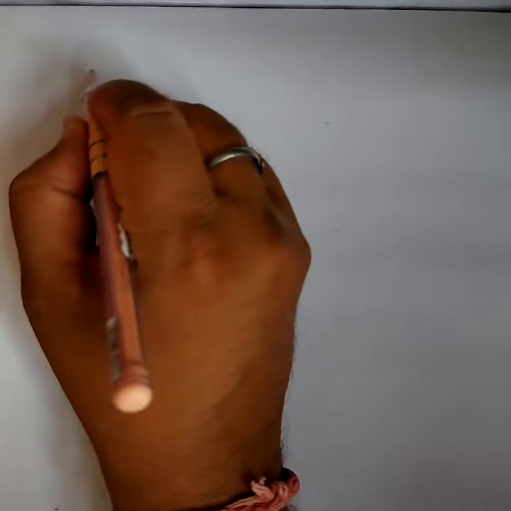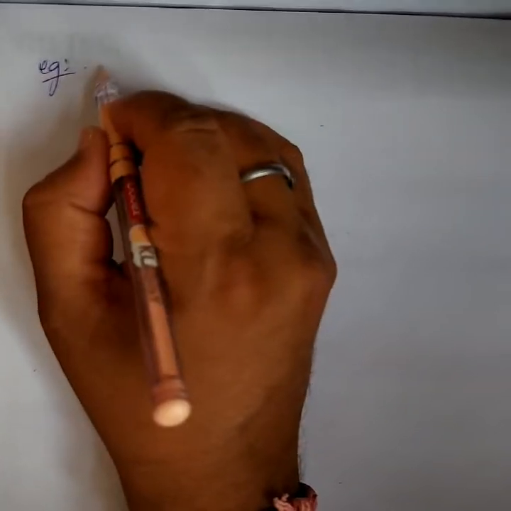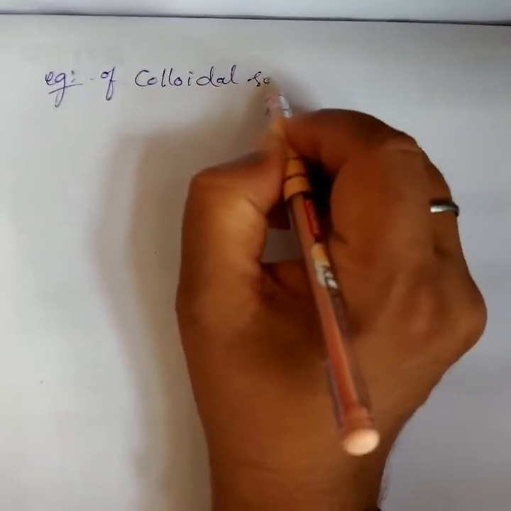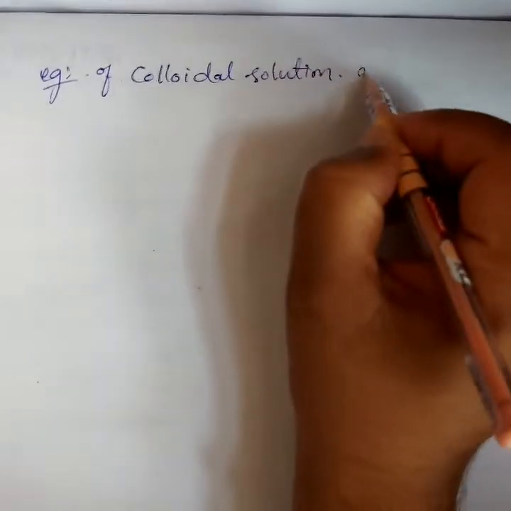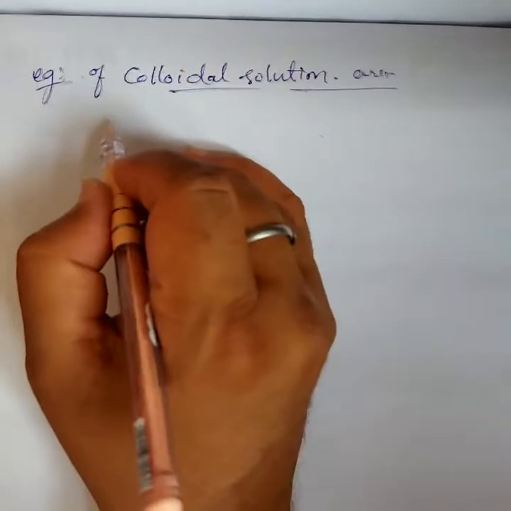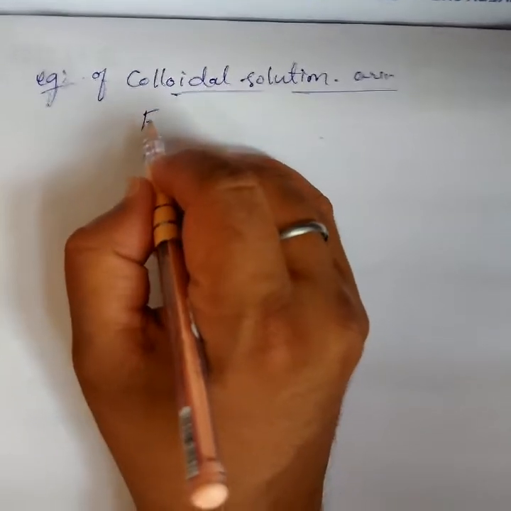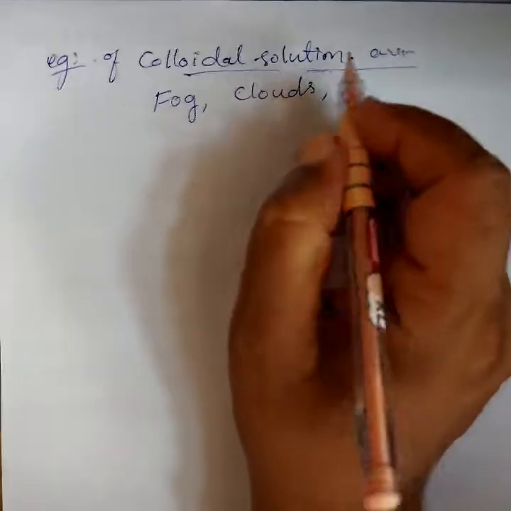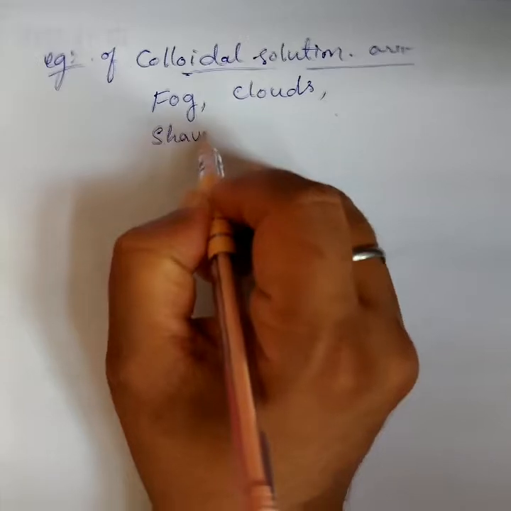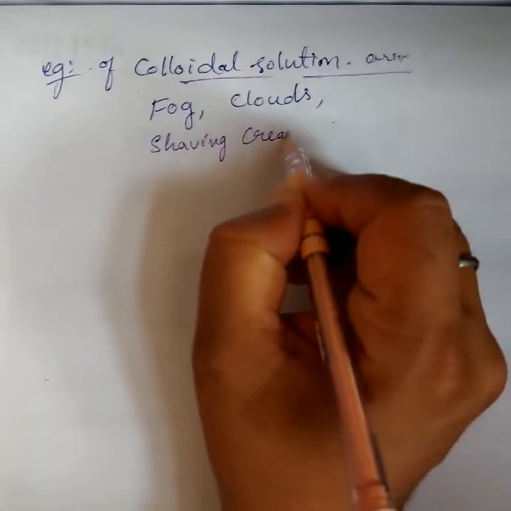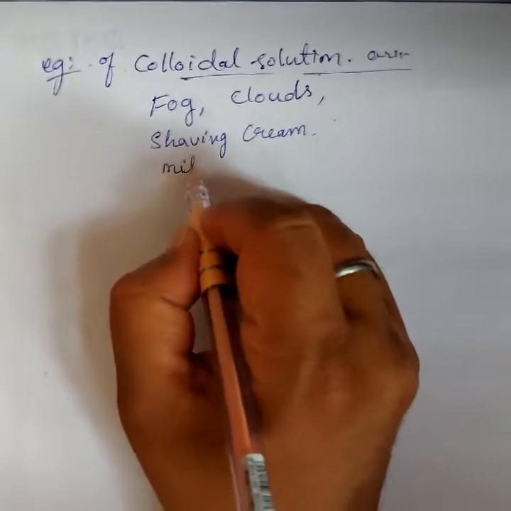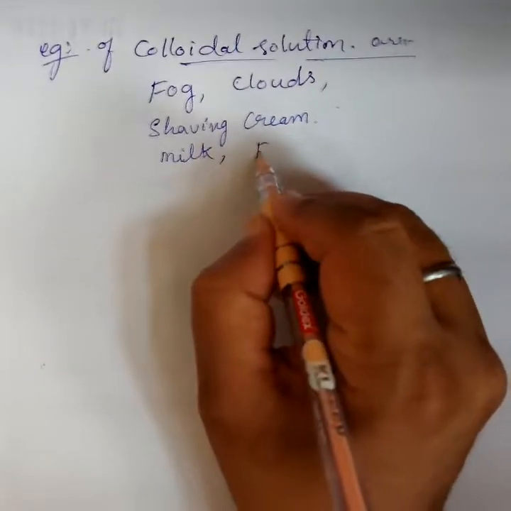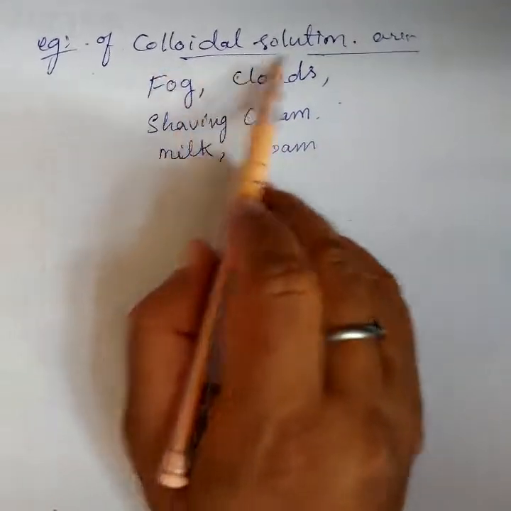Examples of colloidal solutions are, say for example, fog, clouds, shaving cream, milk, foam. These are some examples of colloidal solutions.